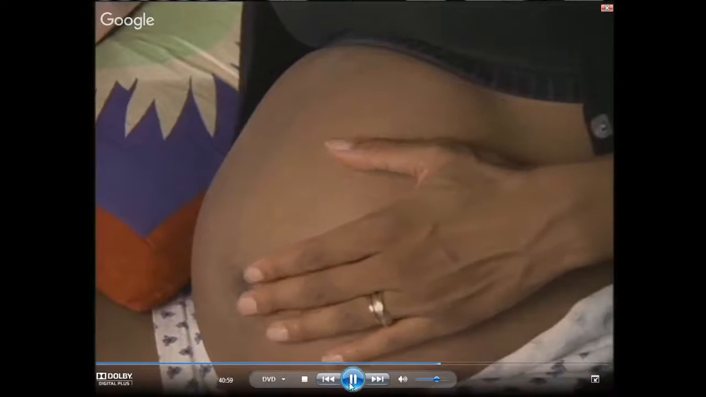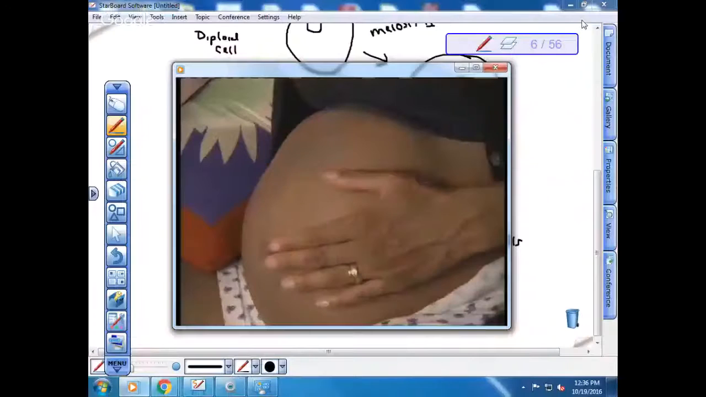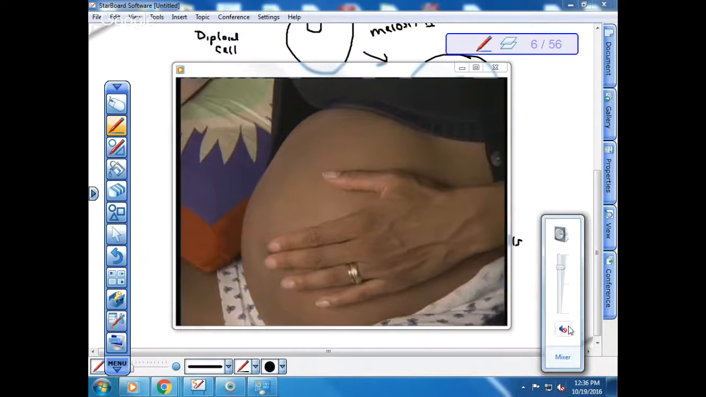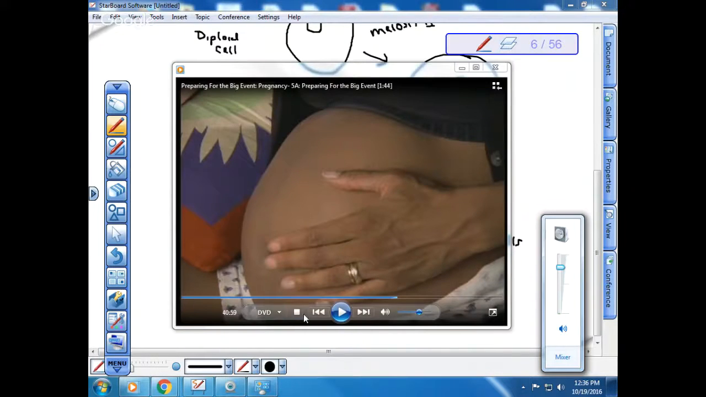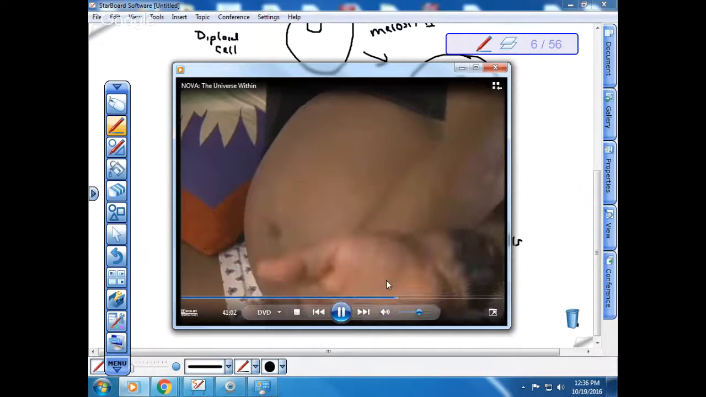Oops, where's the volume? It's there. Let me just check the volume on the computer. There we go. Okay.